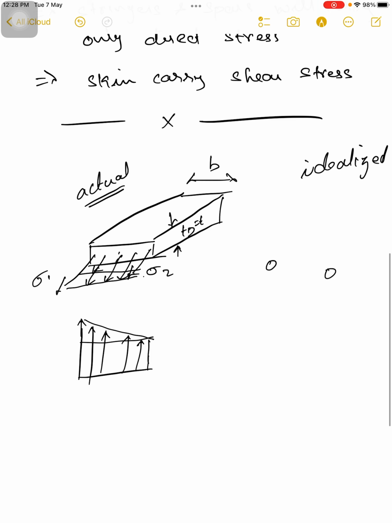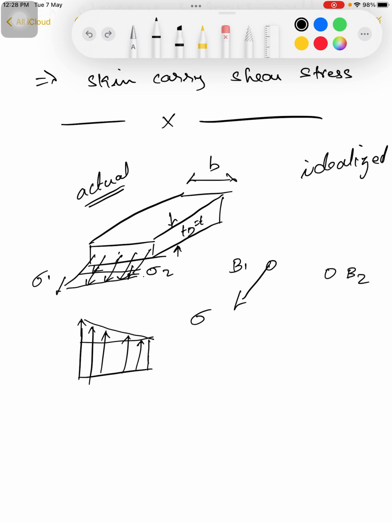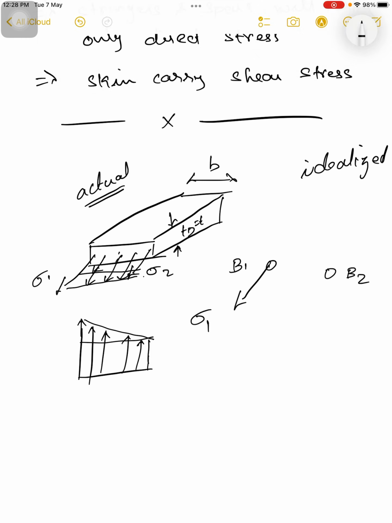Okay, two booms, I mentioned as B1 and B2. B1 carries sigma 1, and B2 carries sigma 2. So it will be running along the section. Now the skin will carry a shear.